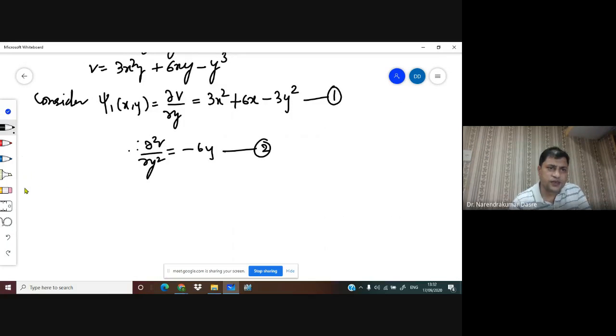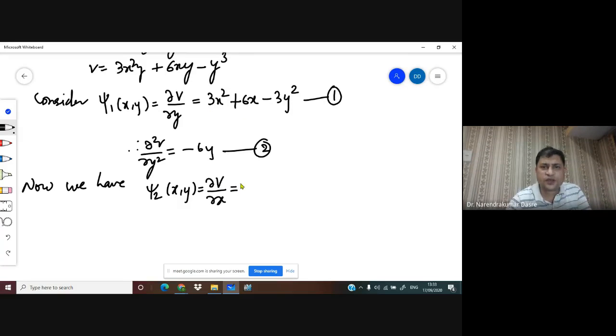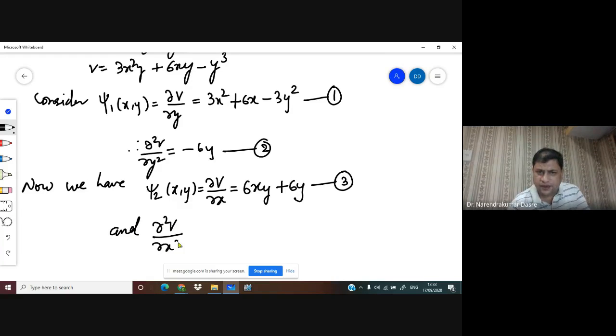Now we have the derivative with respect to y, so we consider the derivative with respect to x. Dabba v by dabba x is equal to 6xy plus 6y. That is equation 3. And dabba square v by dabba x square, the derivative with respect to x again, is 6y, since the derivative of the other term is 0. That is equation 4.